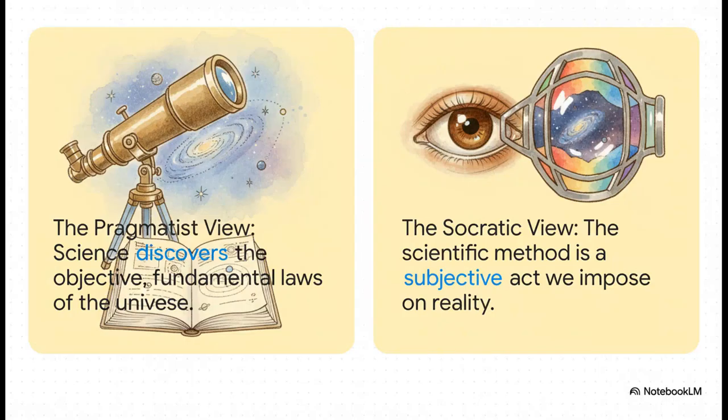To get into this, we've got to look at two totally different ways of thinking. On one side, you've got the pragmatist view. It's pretty straightforward. Science just discovers the universe's pre-existing rulebook. Simple. But on the other side, there's a more Socratic, a more questioning view. What if the tool we're using, our scientific method, is actually coloring our perception of those rules?